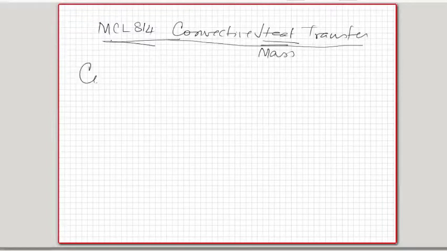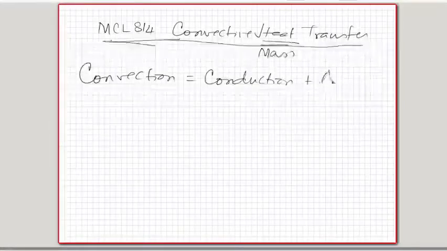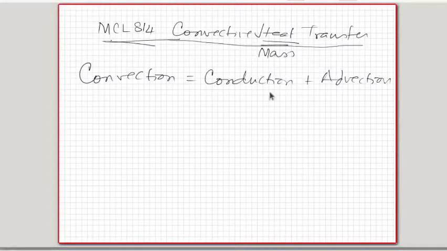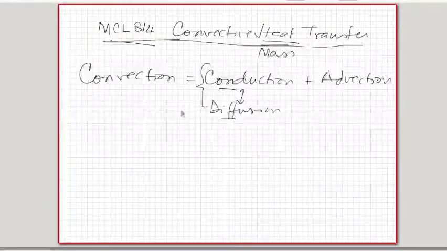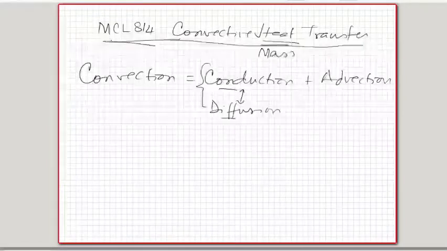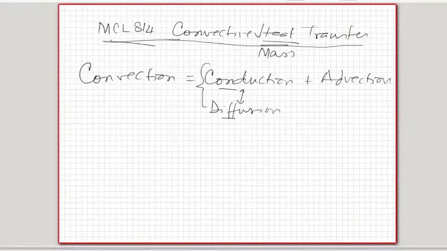convection is equal to conduction plus advection, and this conduction, when it comes to mass transfer, would be replaced by diffusion. Since both of these are analogous phenomena, that is, conduction happens because there is a temperature gradient and diffusion happens because there is a concentration gradient, we would normally be talking about both of them in the same fashion. So we would say that it is diffusion accompanied by advection for heat transfer as well.